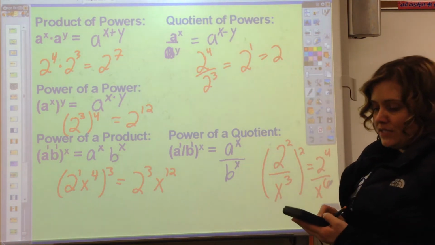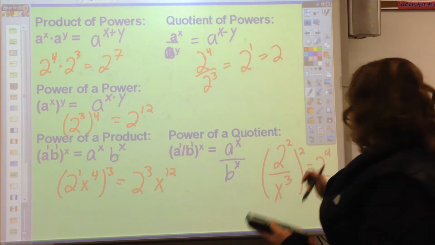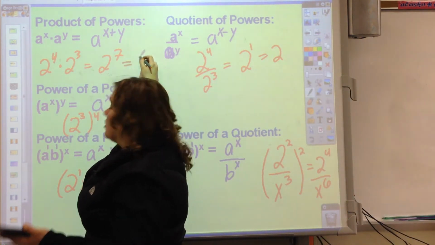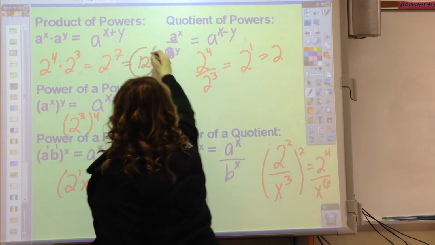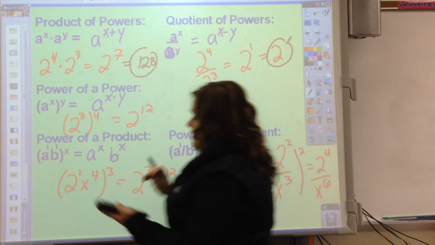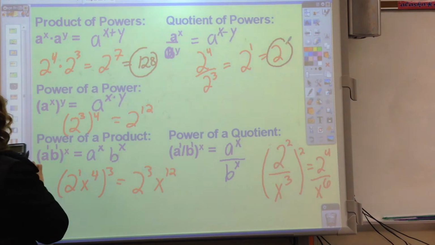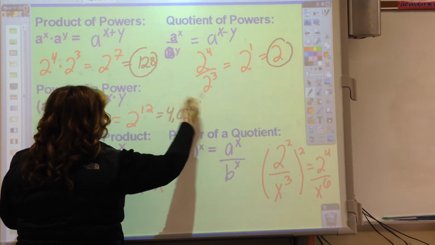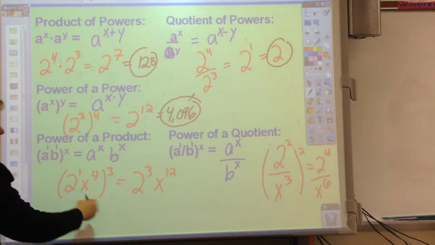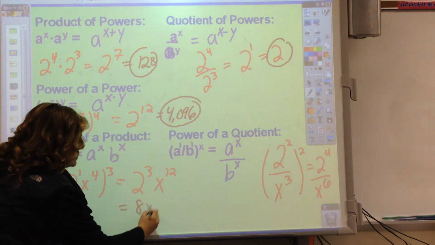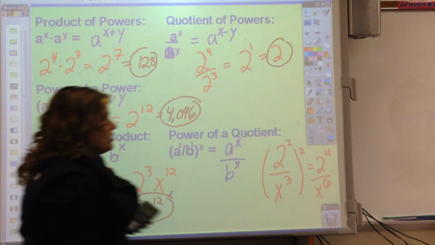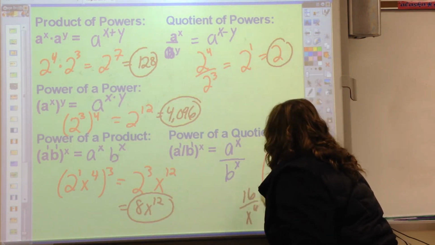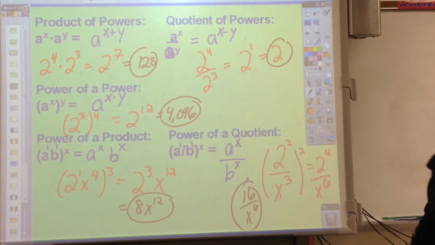So now that we've got the steps down, let's go back and simplify some of our solutions here. This solution right here, 2 to the 7th, is 128. This one is already simplified. 2 to the 12th is going to be huge. We get 4,096. Here, 2 cubed is going to be 8. And over here, 2 to the 4th is going to be 16. And these are my fully simplified solutions.